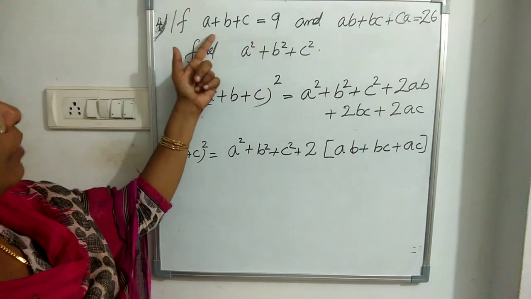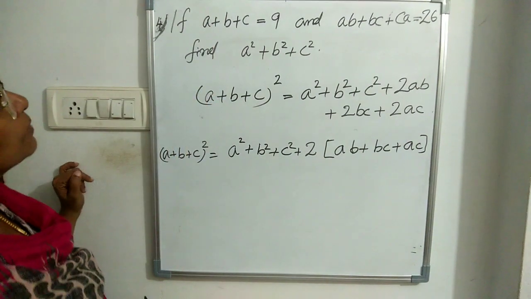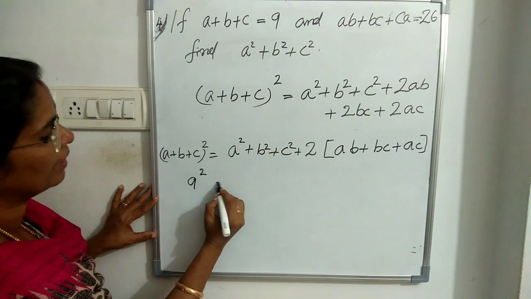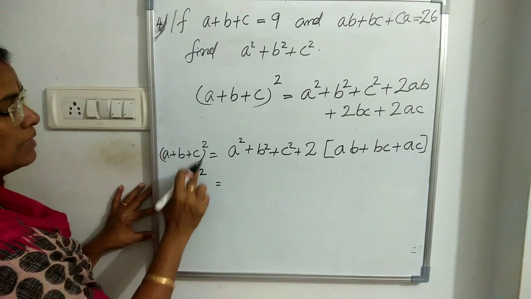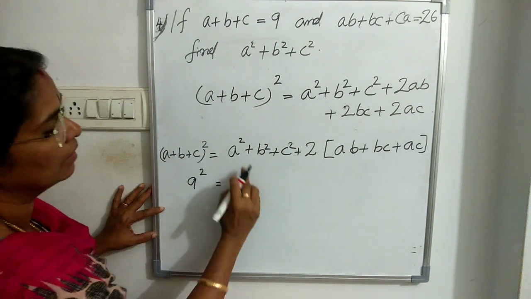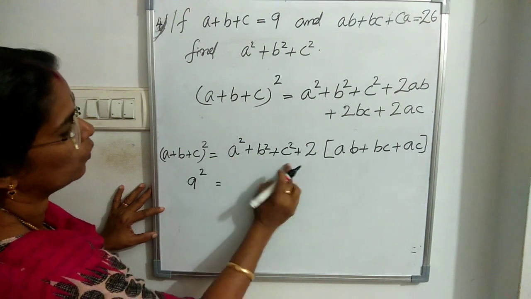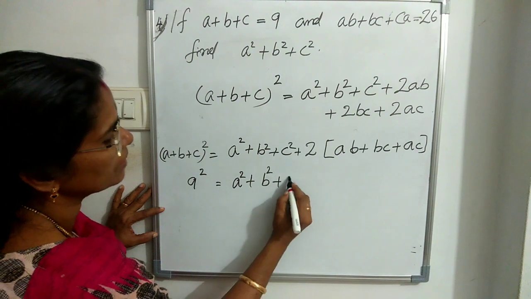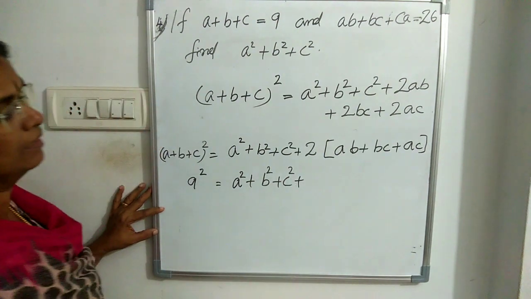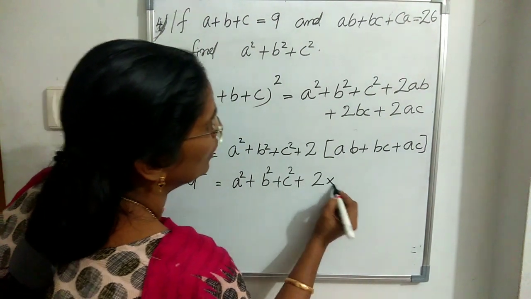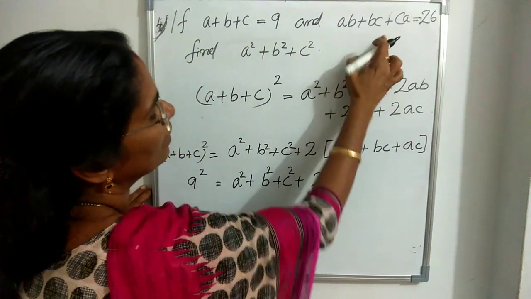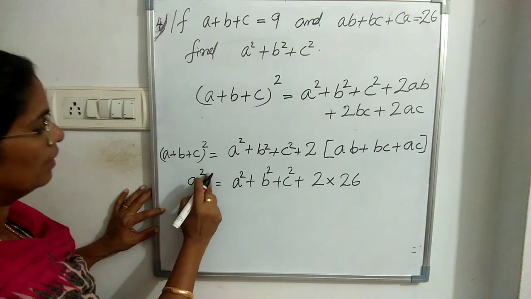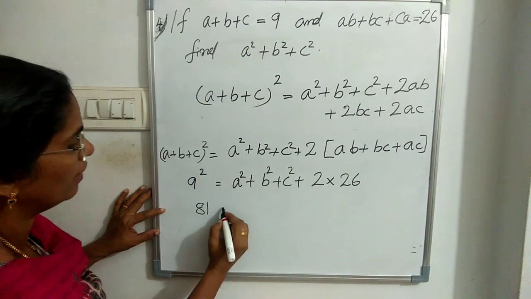Now we can apply the values. What is given here? A plus B plus C value is 9. So 9 square, we can write it is A plus B plus C is 9. So 9 square. Its value is given? No. This we have to find out. So a square plus b square plus c square, you write like this. Plus 2 into its value is given. It is 26. Or 9 square is 81.